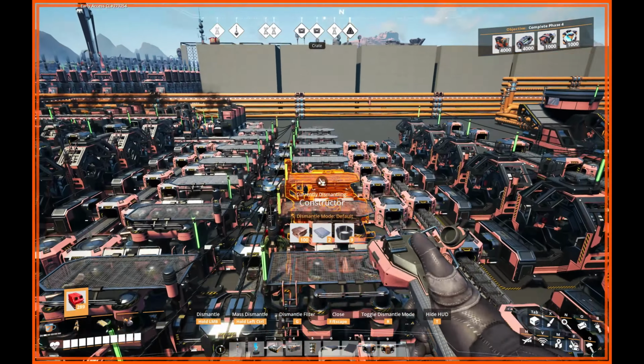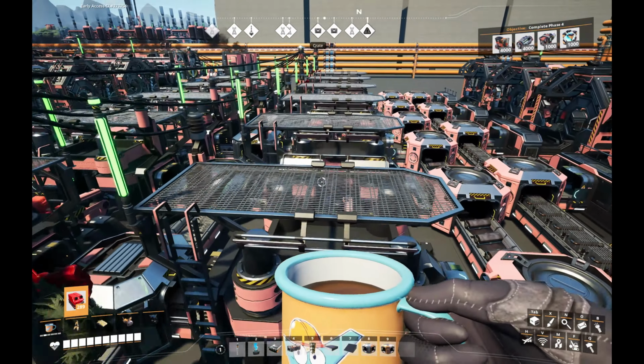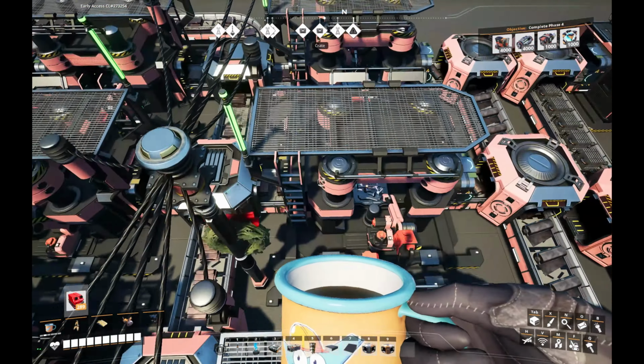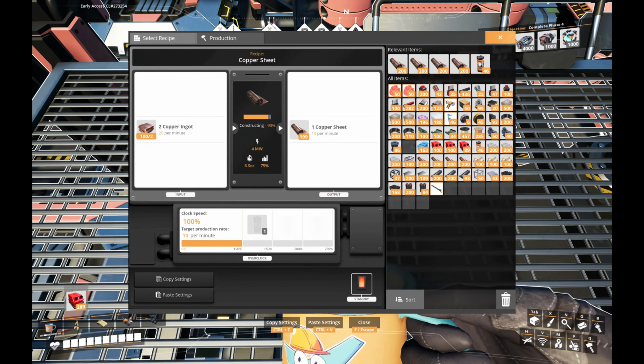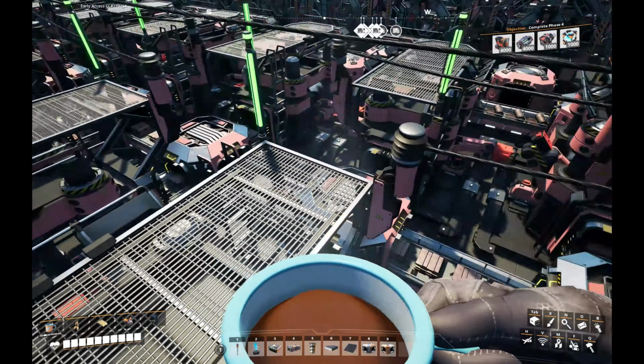Here I have 9 constructors in a line and I have 2 lines of constructors. Some of them are yellow, because they already have full copper sheets and are slowly sending them to step 10.